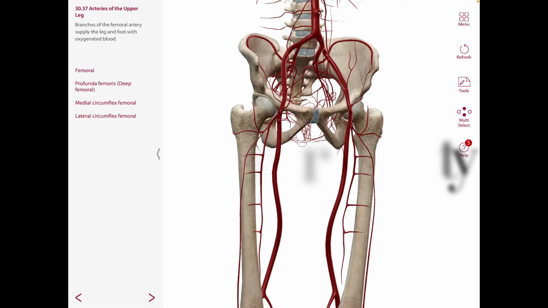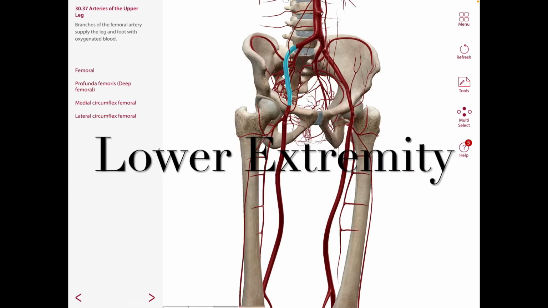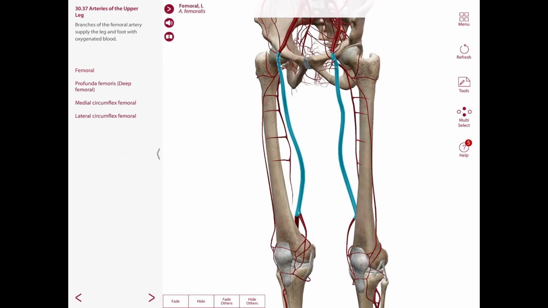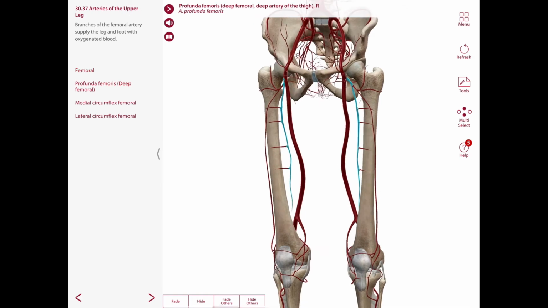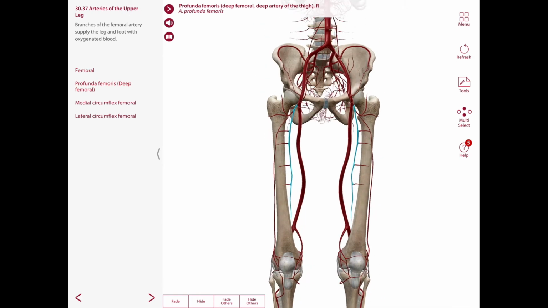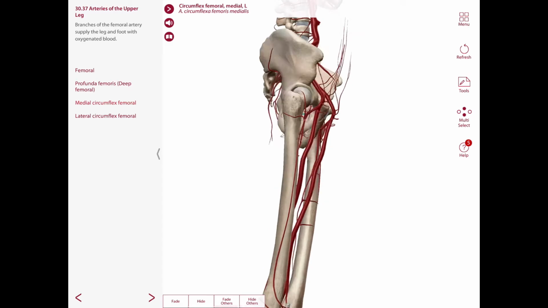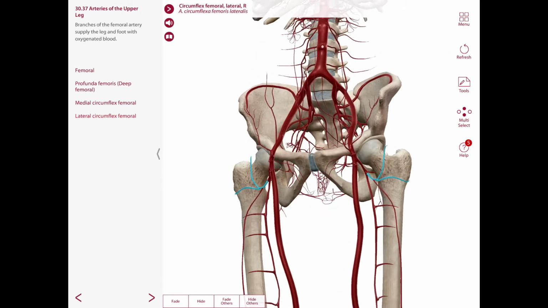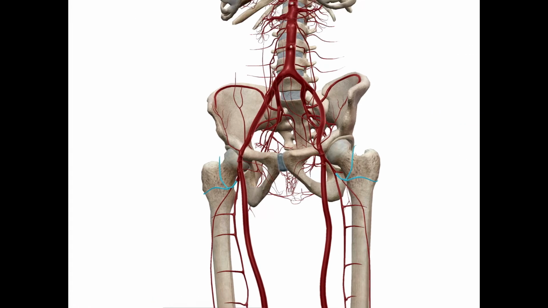Now the lower extremities are going to be supplied by these external iliac, which eventually becomes the femoral artery. So the branches of the femoral artery supply the leg and foot with oxygenated blood. And from here we have several branches, including the profunda femoris or deep femoral artery. Notice we also have the medial circumflex femoral artery and the lateral circumflex femoral artery.